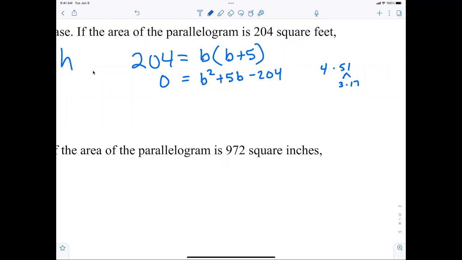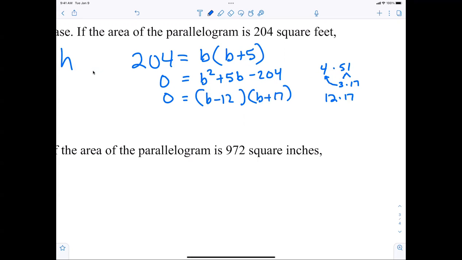Everybody okay with that? So now we can move the 3 with the 4. So 3 times 4 is what? So 12 times 17 is 204. Does everybody see how I found the factors? Just break it down until you get a combination of numbers that you like. Everybody good with that? So now we have to factor it. Somebody tell me what that factors to. B minus 12 and B plus 17.